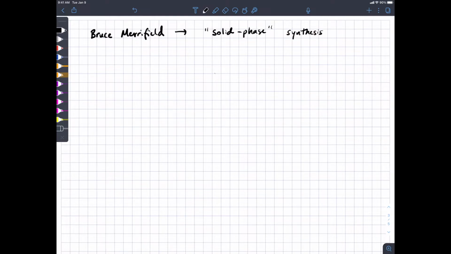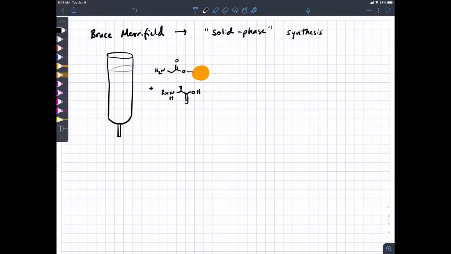Now, the idea is this. What if, instead of having your peptide in solution, you had your peptide attached to a macroscopic bead of something that was insoluble in organic solvent? And what if you had your amino acid here? And then what if you added a Boc-protected amino acid that's free on the carboxylic acid end, and you added DCC and triethylamine?